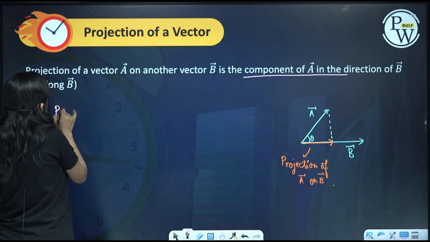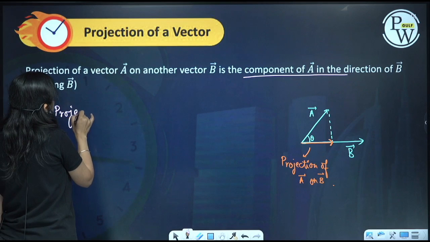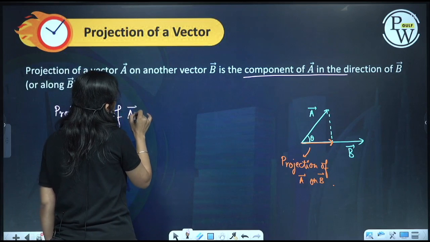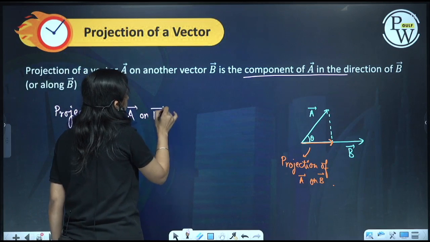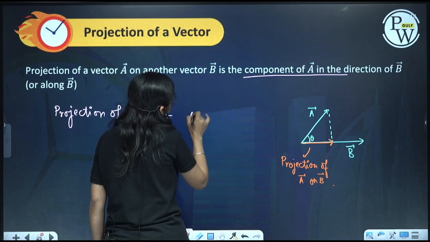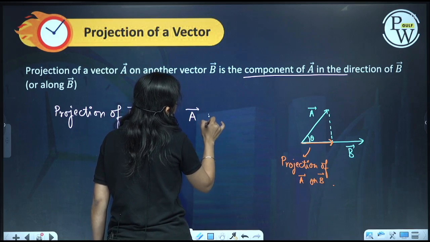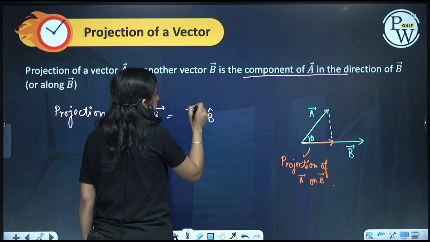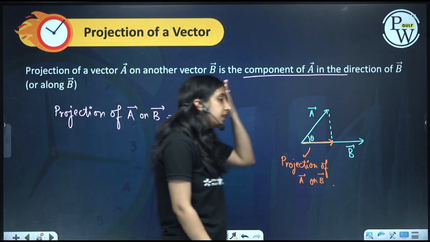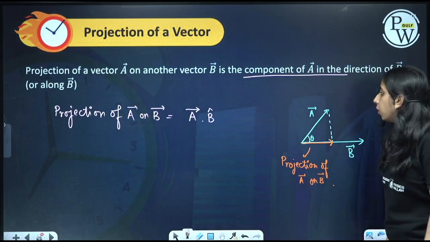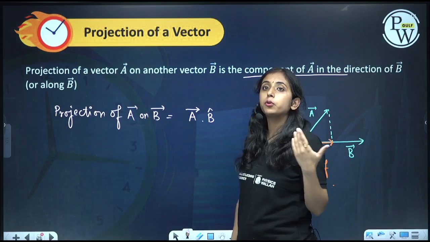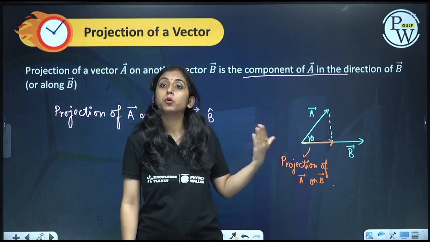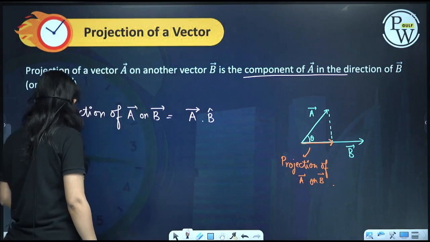Now how to calculate it? Projection of A vector on B vector is simply the component of A in the direction of B, that is A dot B cap. A dot B cap will give me the projection of A on B.